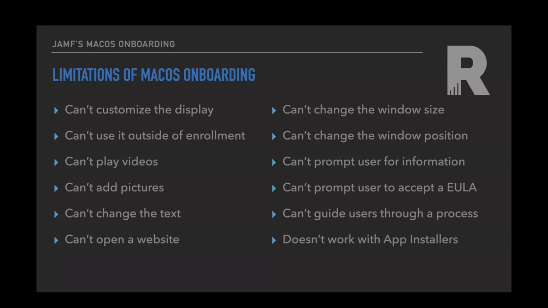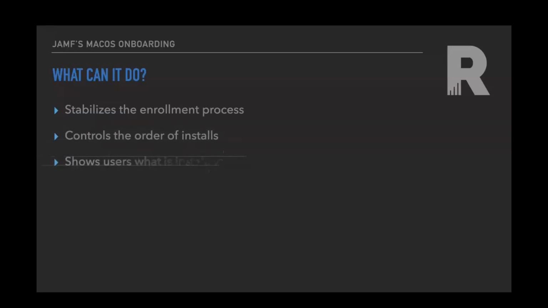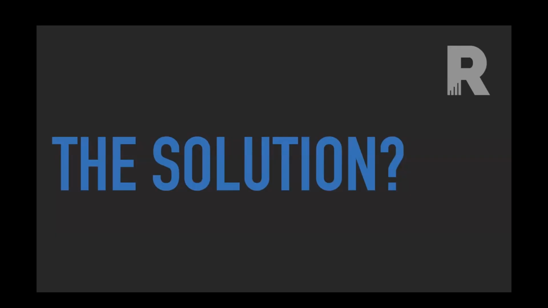So it begs the question, what does it actually do? Well, it stabilizes the enrollment process. It controls the order of the installs. It shows the users what is installing. But that's pretty much it. And for a lot of our clients, and I'm sure for a lot of you, that's not quite enough. So what's the solution here? I think macOS onboarding does quite a lot that we want, especially that stability to the onboarding workflow. But we need a little bit more than what it's currently offering.